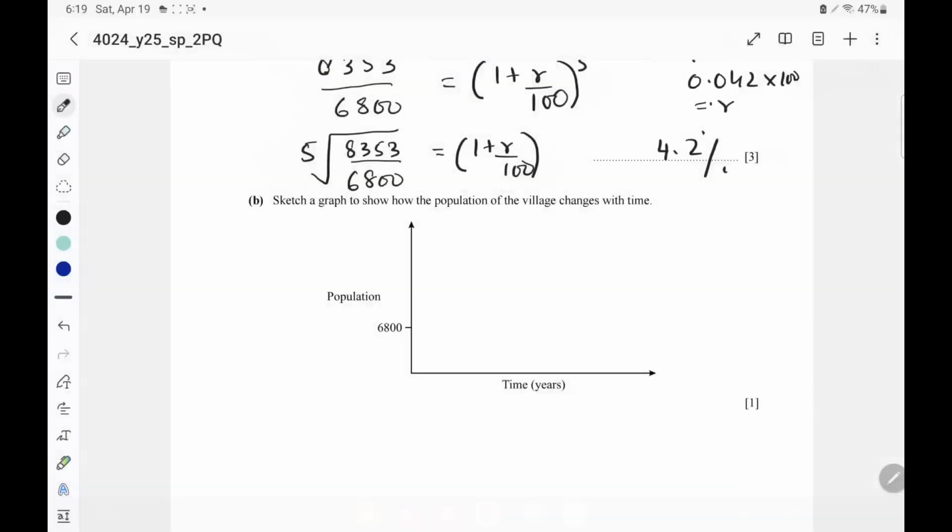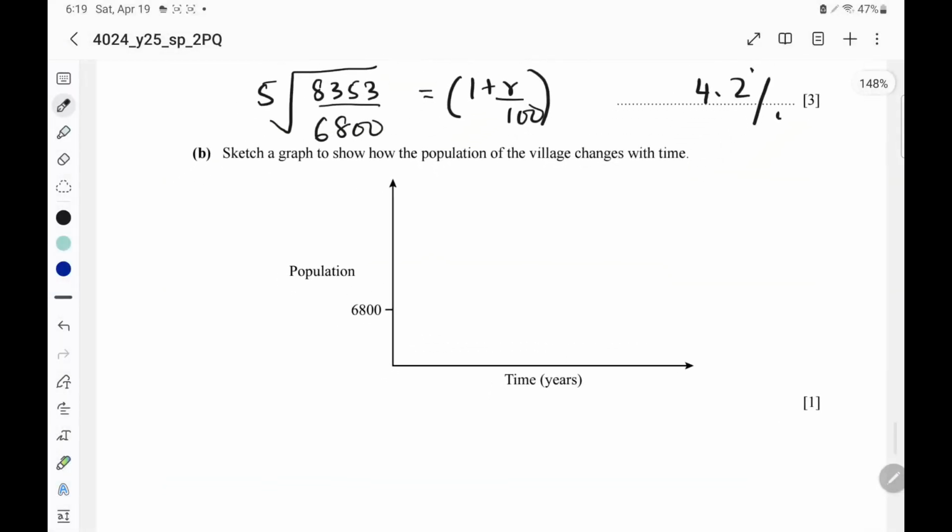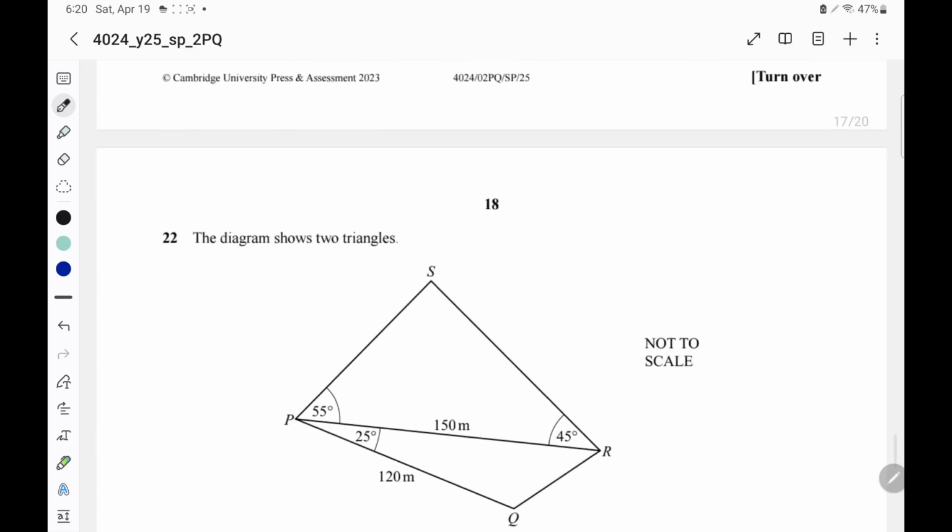Now in the next part, sketch the diagram graph to show how the population of the village changes with time. Obviously, it was 6,800 in 0 years. So it's starting from 6,800 and exponential, and you know that in positive exponential graph the shape is like this. Okay, so it's increasing like this. This is the exponential graph.